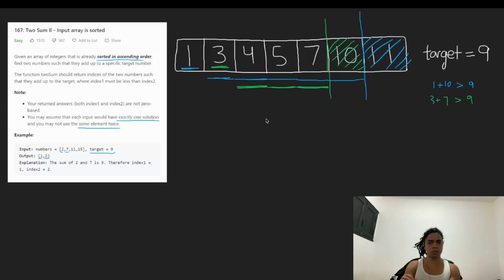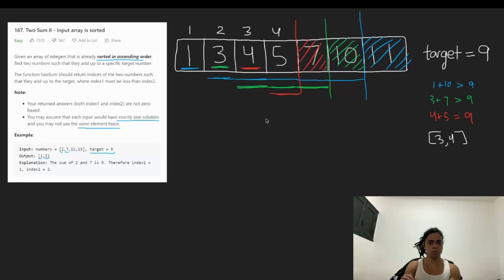Now let's check the next number, 4. The first number after 4 is 5. In this case, 4 plus 5 is exactly our target 9. So we found the solution. Of course, since we found the solution, we don't have to consider any element that comes after it. So in this case, 7 is removed from consideration and we can return our solution. Remember that these indices are 1-based. So the first index is 1, the second index is 2, 3, and 4. The indices that we're going to be returning are 3 and 4.